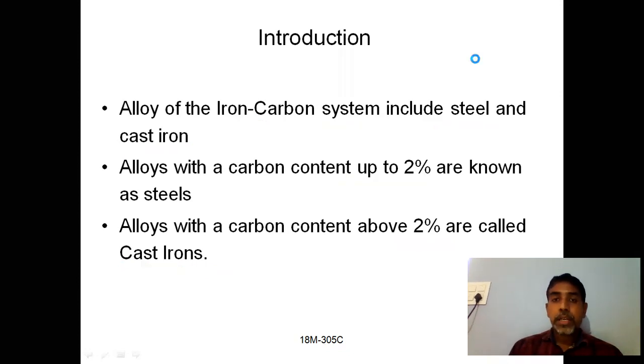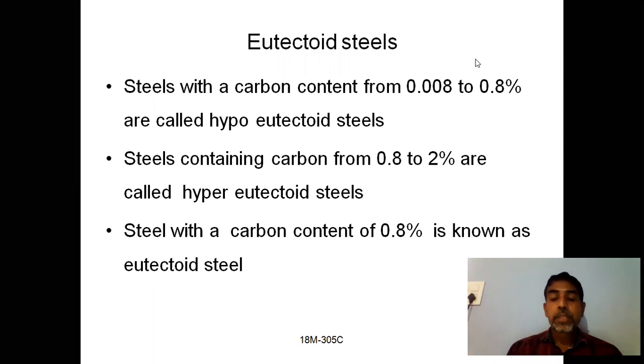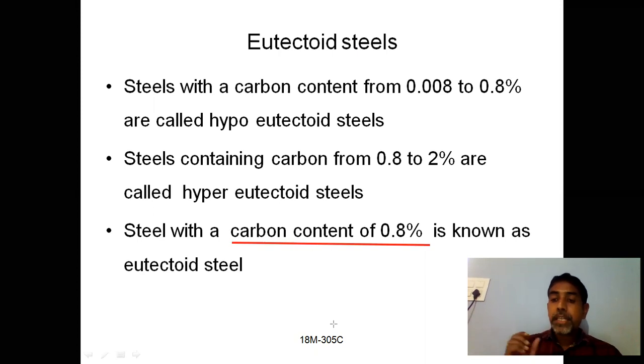And coming to the next slide, see here, eutectoid steels. So what is meant by eutectoid steel? There are eutectoid steel, hypoeutectoid steel, and hypereutectoid steel. First we have to understand eutectoid steel. I am going to the third sentence. If you see this third sentence here, a steel with carbon content 0.8%. So a steel having a carbon percentage of 0.8 is known as eutectoid steel.